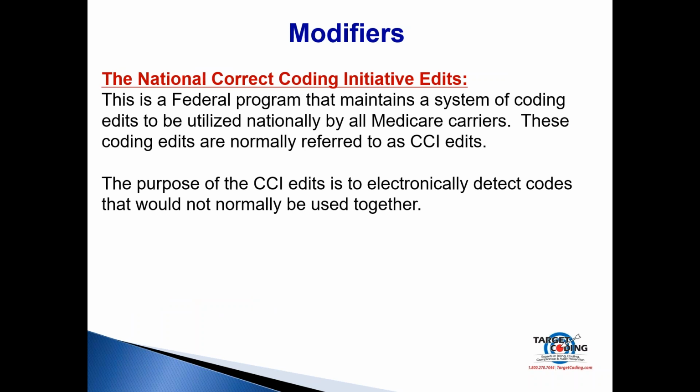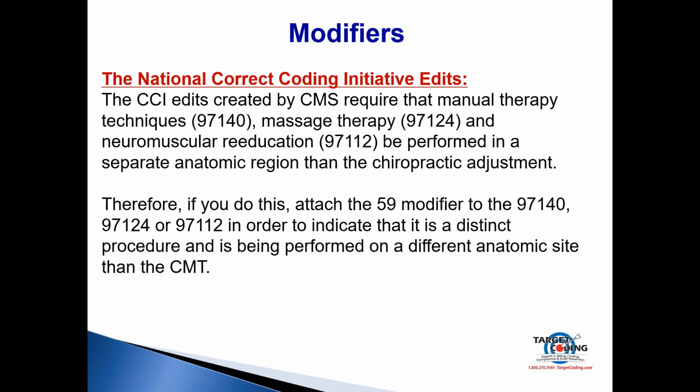So I mentioned the CCI edits. This is a federal program that maintains a system of coding edits. The purpose of these edits is to electronically detect codes that should not normally be used together. So the CCI edits require that not only manual therapy, but massage and NMR be performed in a separate anatomic site. So fine, that's fine. If you do it, it's okay. You're going to use the 59 modifier to indicate that it's a distinct procedure and it's being performed on a different anatomic site than the CMT. So if you use modifiers properly, you shouldn't have any issues getting paid.